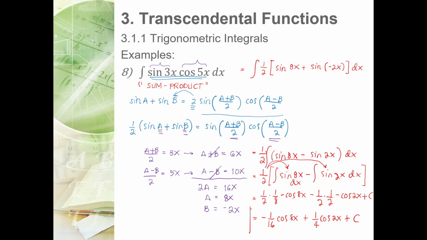So this is the same answer as what we have done earlier with the product to sum solution. This one is the sum to product solution. That's why they say in mathematics that there are many ways to kill a cat, because you can approach the problem with different methods.